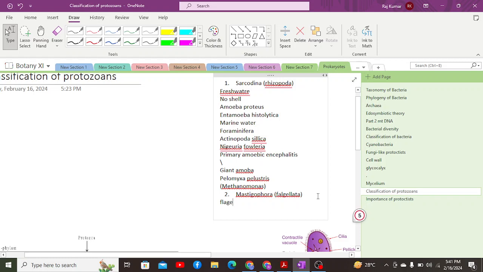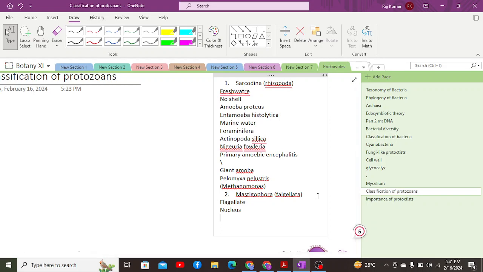They have a whip-like structure known as flagellum, and they have a single nucleus once again. Most of these are free living, but some are parasitic as well, and some also act as symbionts.